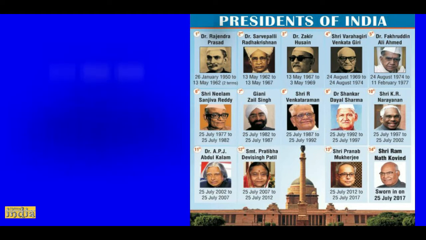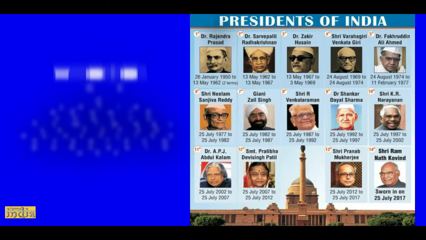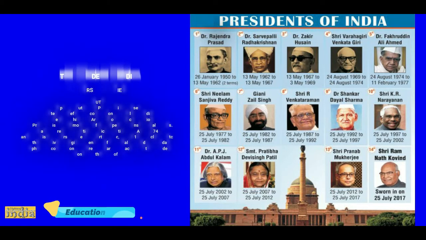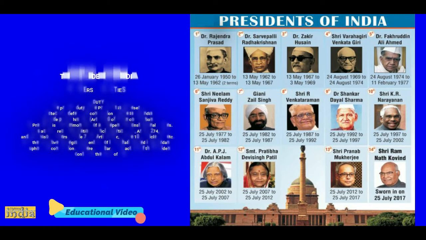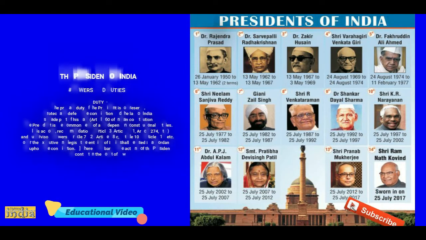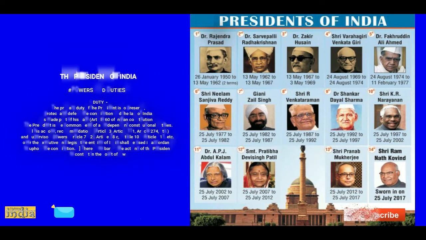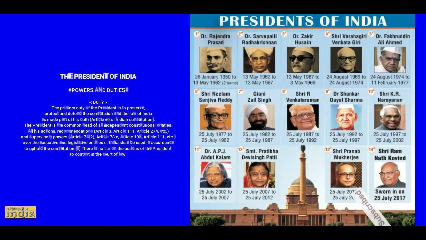Duty. The primary duty of the President is to preserve, protect, and defend the Constitution and the law of India as made part of his oath. The President is the common head of all independent constitutional entities. All his actions, recommendations, and supervisory powers, Article 78C, Article 108, Article 111, etc., over the executive and legislative entities of India shall be used in accordance to uphold the Constitution. There is no bar on the actions of the President to contest in the court of law.